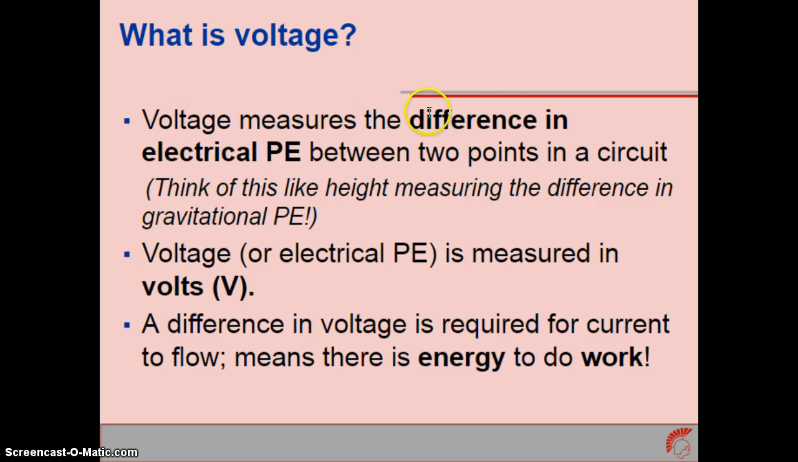So voltage measures the difference in electrical potential energy between two points in a circuit. You can think of this like measuring the difference in gravitational PE. So voltage, or electrical potential energy, is measured in volts. And the difference in voltage is required for current to flow, which means that there's energy to do work.